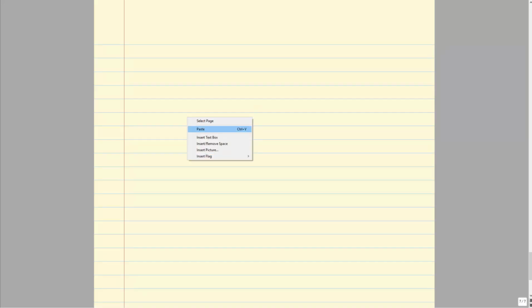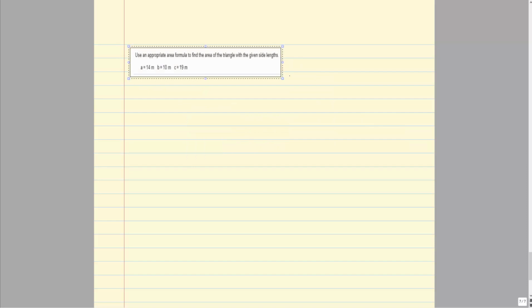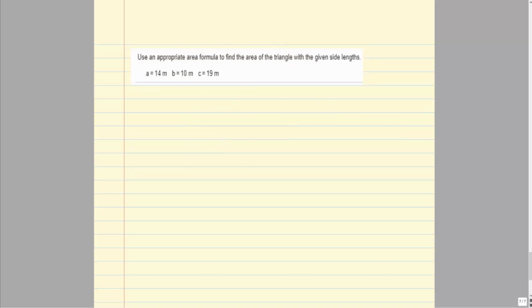Now the only type of problem we haven't done yet is Heron's formula for the area of a triangle with three sides known. So let's go ahead and look at that as our last problem. Okay, so use an appropriate area formula to find the area of the triangle with the given side lengths. So we're going to use Heron's formula for the area of a triangle with three known sides.